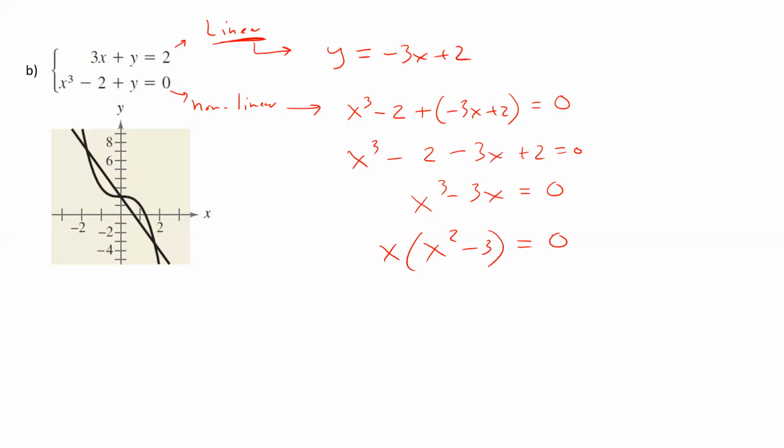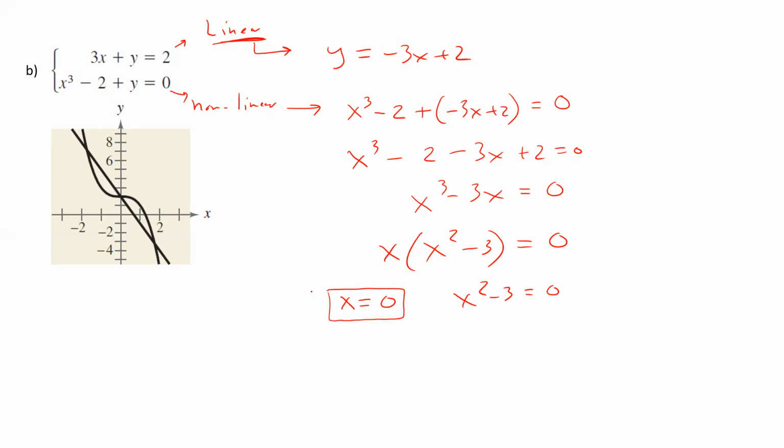Camille, what do we do next? Oh, I don't know. So go to Charlie. Camille was gonna say, we're gonna split this off into x equals 0 and x squared minus 3 equals 0. Perfect. This one's solved.